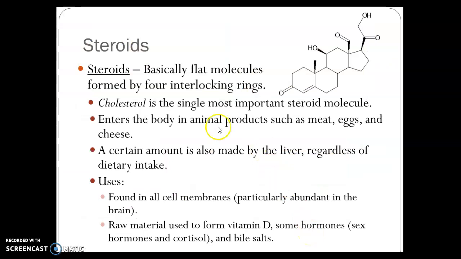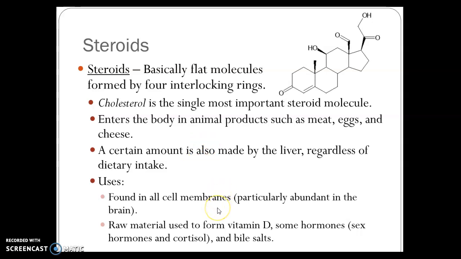Steroids are the last one. It's basically a flat molecule. You've got 4 interlocking rings, so 1, 2, 3, 4 here. Cholesterol is an example of a steroid. And cholesterol comes from animal products. We naturally create cholesterol in our body too through the liver.